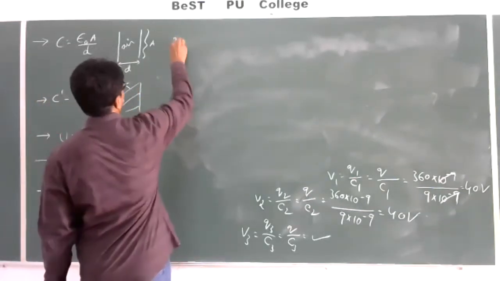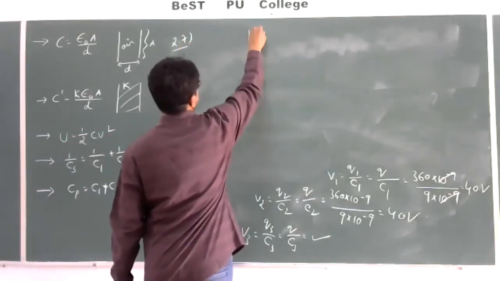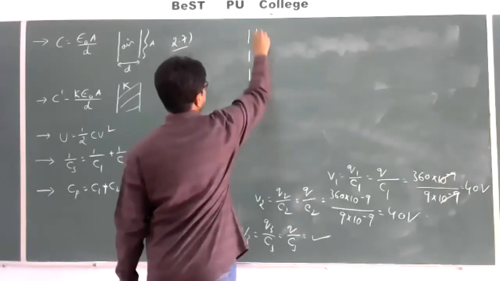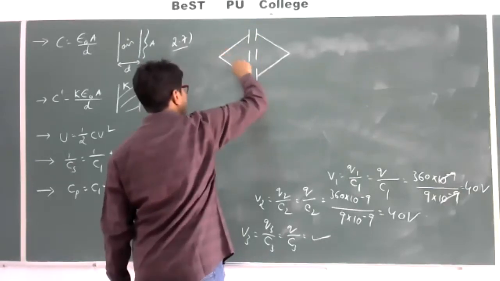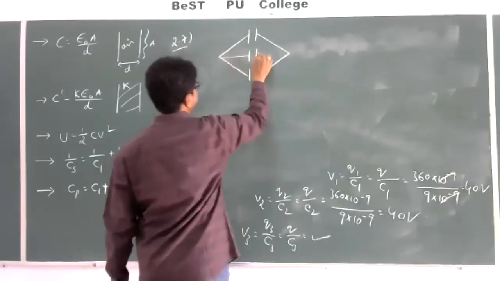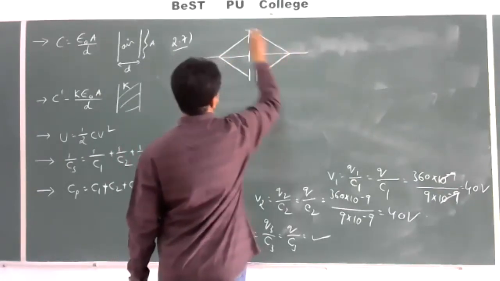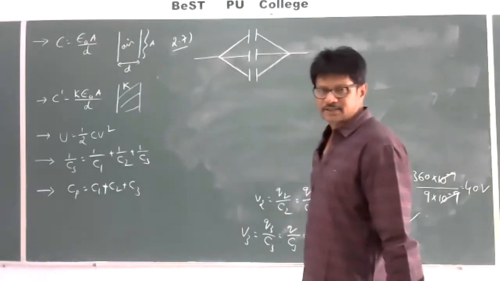Now the parallel combination: three capacitors C1, C2, C3 are connected in parallel. Then what is their effective capacitance?